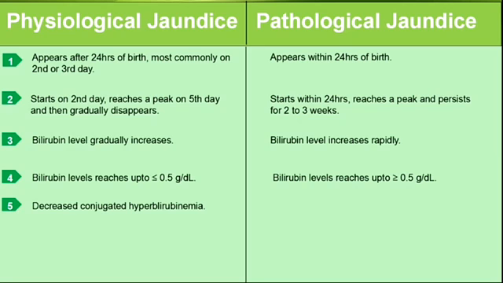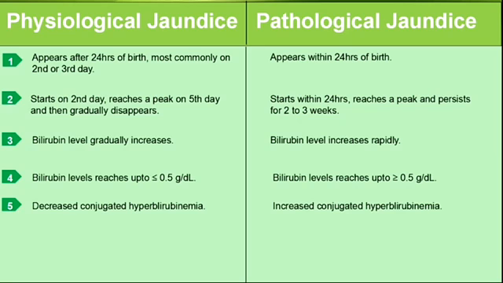In physiological jaundice, there is decreased conjugated hyperbilirubinemia. Friends, you read this carefully. Decreased conjugated hyperbilirubinemia, which means hyperbilirubinemia means increased amount of bilirubin in blood. So here what I said, conjugated hyperbilirubinemia, that means conjugated bilirubin is decreased. Indirectly what it means, here the conjugation of bilirubin is defective. So conjugated bilirubin is decreased, whereas there is increased unconjugated bilirubin in blood.